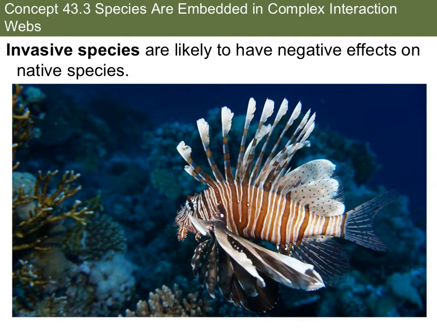Invasive species are likely to have a negative effect on native species because they are competitive. They outcompete the organisms that are native. A great example of this is the lionfish. The lionfish was introduced into the Caribbean when Hurricane Andrew hit Florida, did a lot of devastation, including destroying people's homes and the aquariums inside them. People keep lionfish in saltwater aquariums because they're very beautiful to look at.